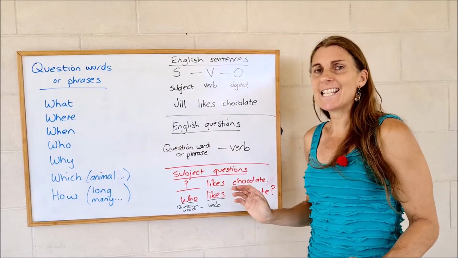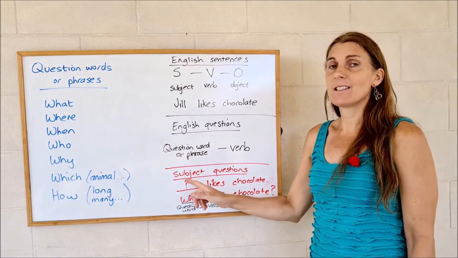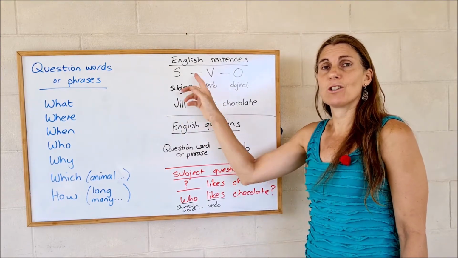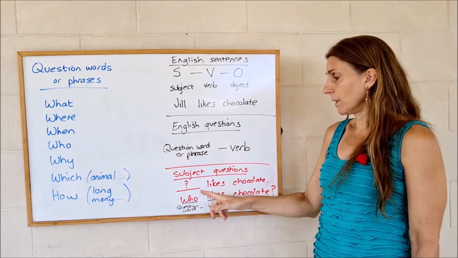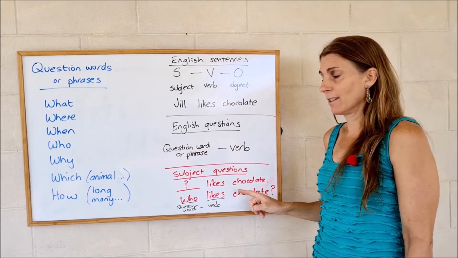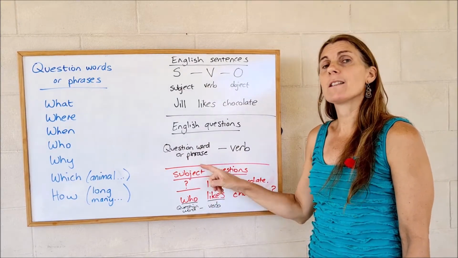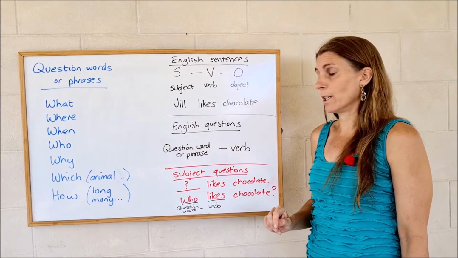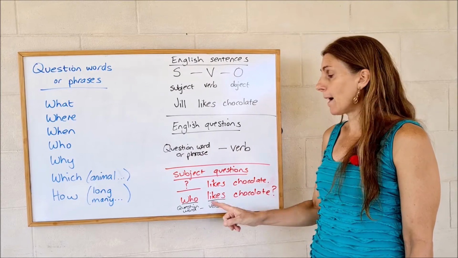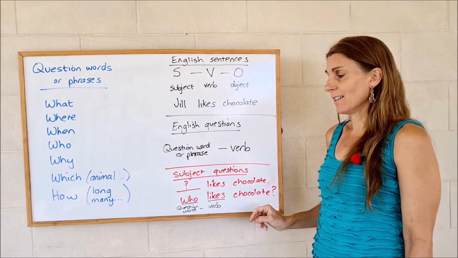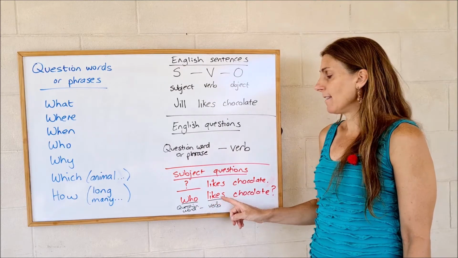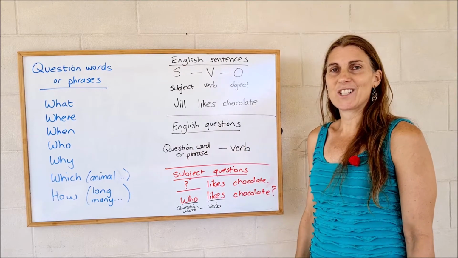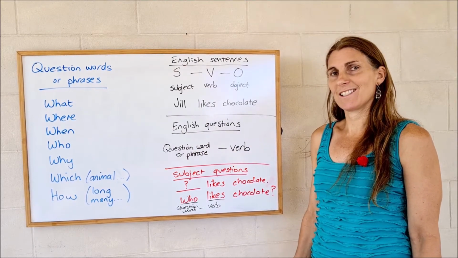So let's look at the easiest kind of question we have in English, subject questions. So this is when we don't know about the subject. We're asking a question about the subject. So for example, here we've got likes chocolate. So we don't know the subject, so this is a subject question. So all we do is replace the subject with a question word. So likes chocolate becomes who likes chocolate. So you can see we have our question word, then our verb. Question structure. Question word, then verb. So let's look at some examples of subject questions.